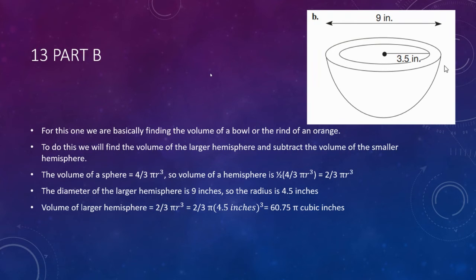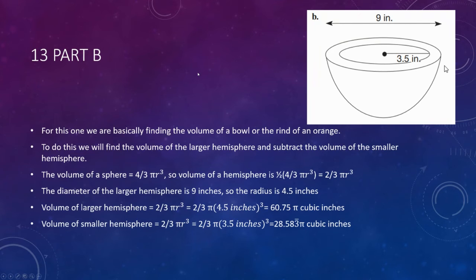So the volume of the larger hemisphere will be 2/3 pi r cubed. We know the radius is 4.5 inches, and so I punched that into my calculator. I got 60.75 pi cubic inches. And then for the smaller inside hemisphere, I took 2/3 pi r cubed, and this time the radius for the inside one was just 3.5 inches, and this came out to be 28.583 repeating pi cubic inches.